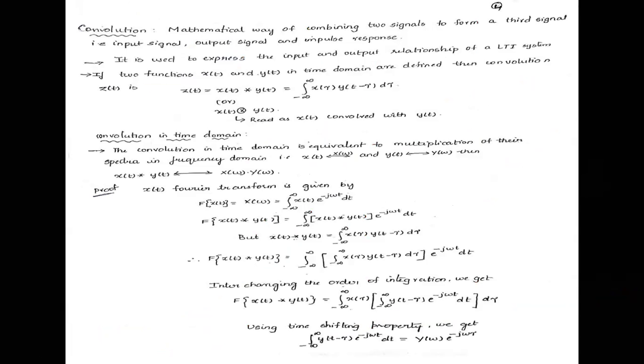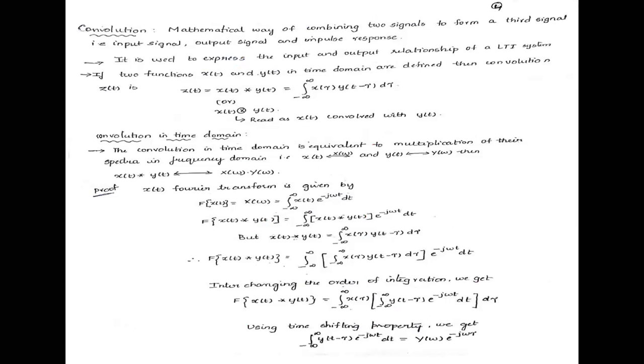The convolution. Again, we did one example in the graphical representation. The mathematical way of combining the two signals we already discussed. So z of t is used to express the input and output relation of a linear time invariant system. If two functions x of t and y of t in the time domain are defined, then z of t is the convolution of the two functions.